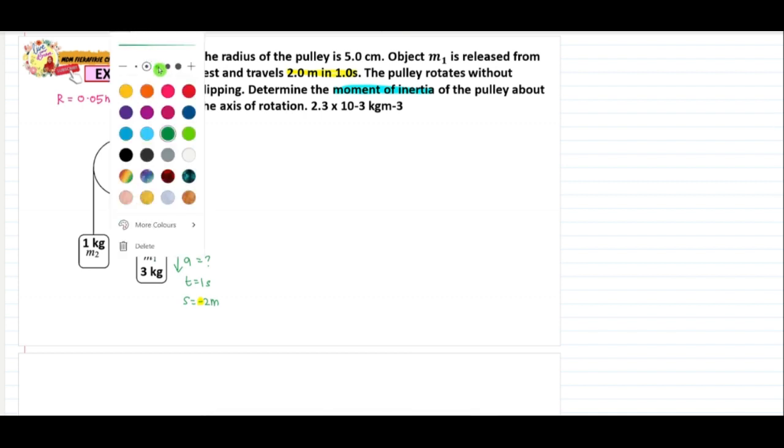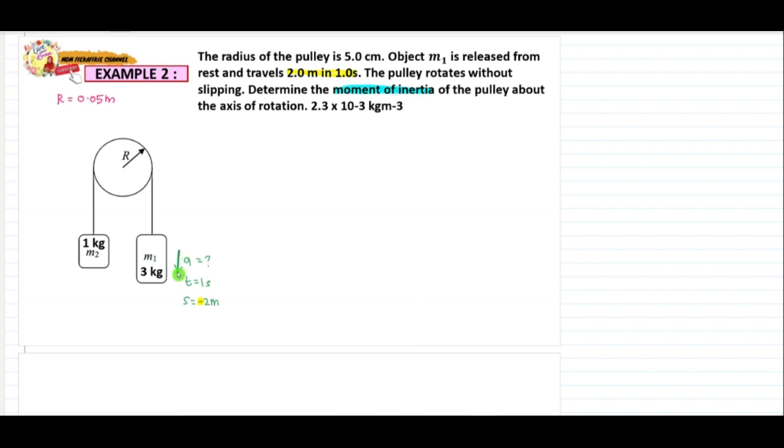Since we already know that the motion A for this mass is downward, because it is heavier, this one should be going upward. It is important to know the direction of A so that we can write the equations for M1 and M2 correctly. And then, how about the pulley? Obviously, when M1 is moving downward and M2 is moving upward, the pulley will rotate in clockwise direction. This is very important.